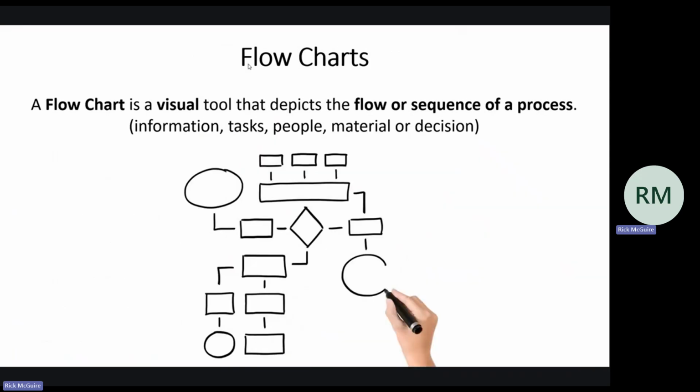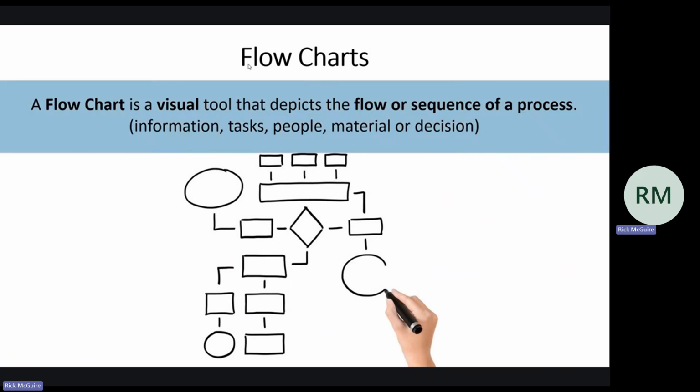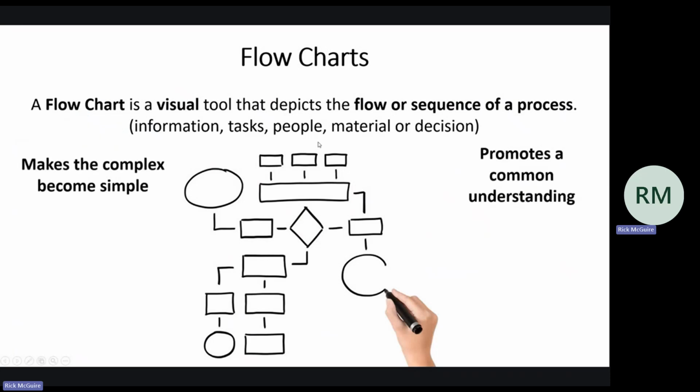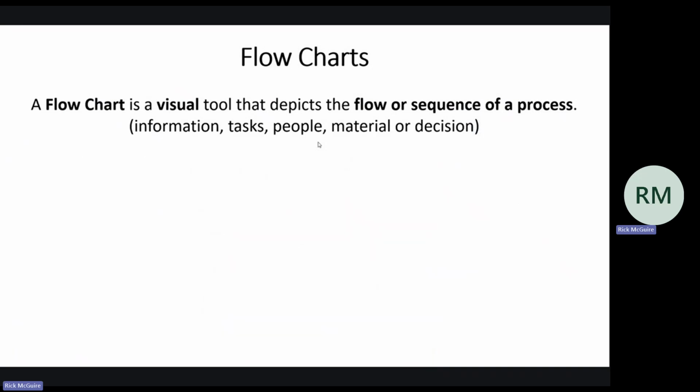All right, so the very first tool is the flowchart. A flowchart is a visual tool that helps you depict the flow or the sequence of a process. This could be the flow of information or tasks or material or people or decisions. It doesn't matter. The reason a flowchart is so incredibly valuable is it makes a really complex process simple, and it promotes a common understanding of a process. Anytime you get more than one person in a room to talk about a process, there's likely going to be disagreement about how the process works.